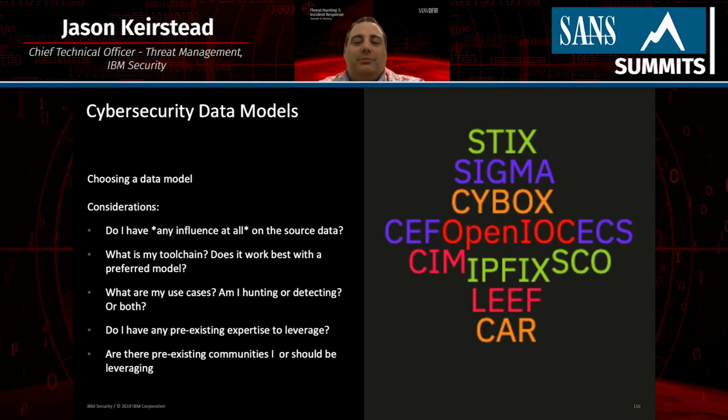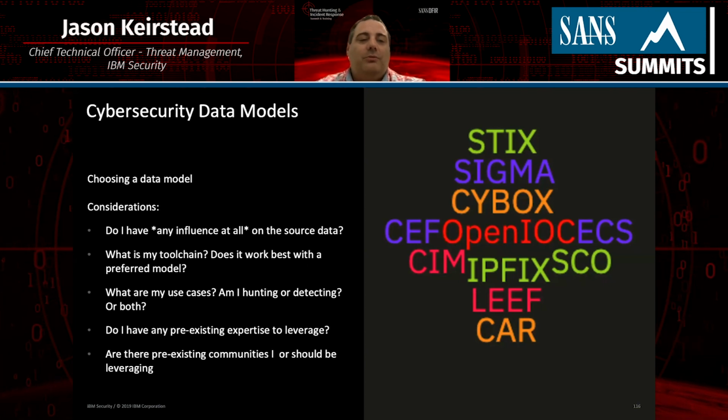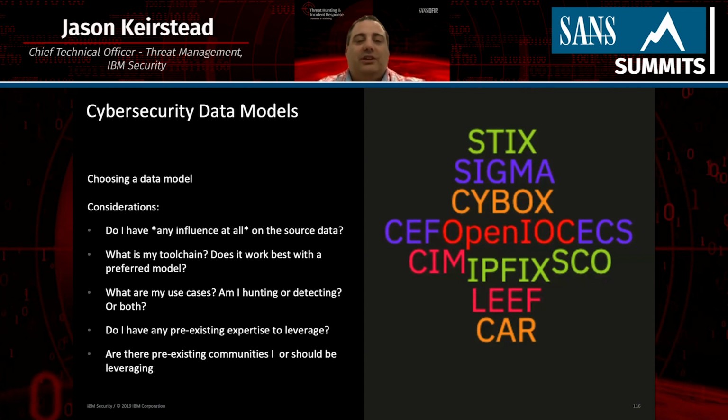The second thing to think about is, what is your tool chain? Does your tool chain work best with a preferred data model? I'm going to pick on Elasticsearch for a second because it's an extremely popular open source tool in this community. And Elastic last year released this ECS data model, which is incredibly powerful. Yet I still don't see a huge uptake of it in the cybersecurity community. This is something I'd really like to see more threat hunters and more folks who are standing up ELK stacks take a much closer look at.